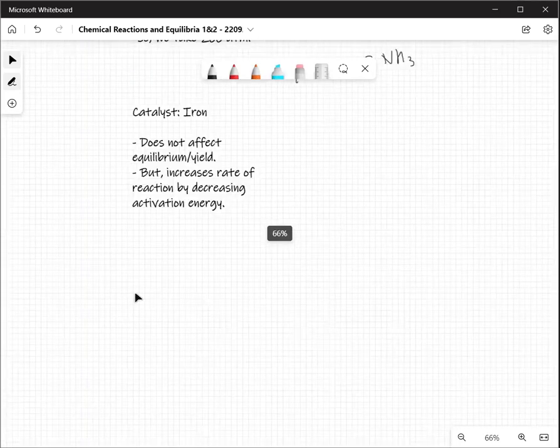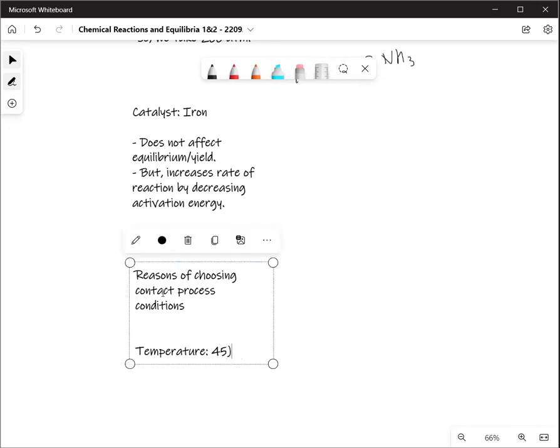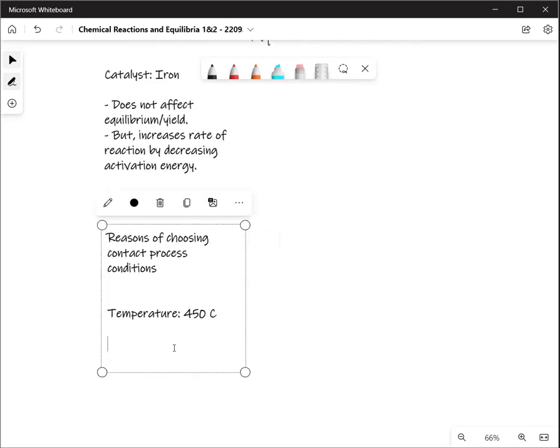I'm going to give you the reasons of choosing the contact process conditions. Now the conditions for the contact process are the following. First, you have temperature of how much? 450 C. And finally, guys, come on, write quickly so we can start practicing. The temperature is 450 C and pressure is 2 atm.